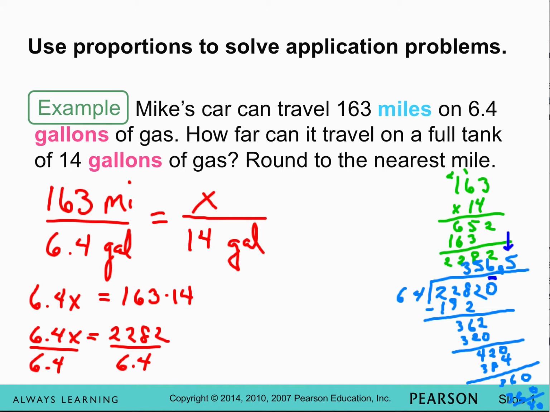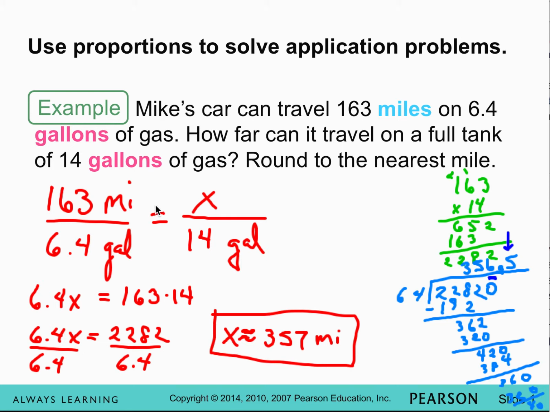So my answer is, X is approximately 357. Now, is it miles or gallons? Round to the nearest mile. What did it ask? How many miles can it go on 14 gallons? Or I could have got it from here. My X is going to be miles, but I need that unit on there.